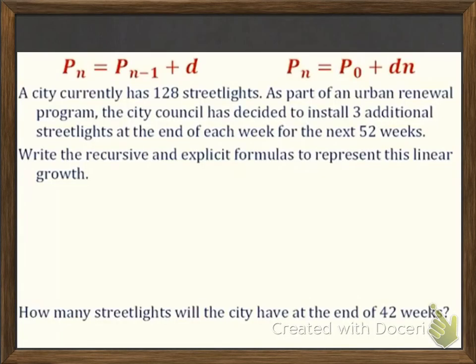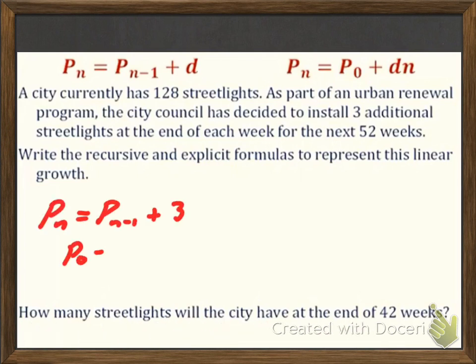So take a look at this problem. We have both the recursive form and the general or explicit form, and see if you can solve this problem. The city has 128 streetlights. As part of an urban renewal program, the City Council has decided to install 3 additional streetlights at the end of each week for the next 52 weeks. Write the recursive and explicit formulas to represent this linear growth. And then the second part, which I'm not going to reveal the answer to until you try it, is how many streetlights will the city have at the end of 42 weeks?